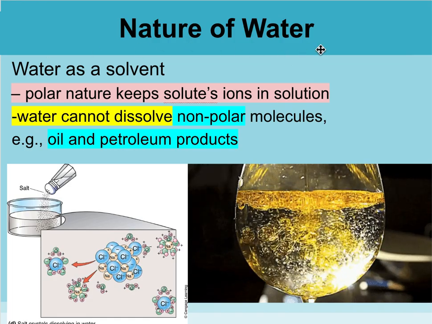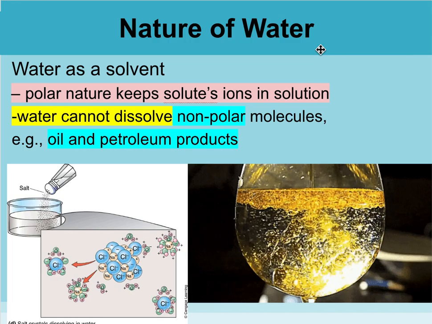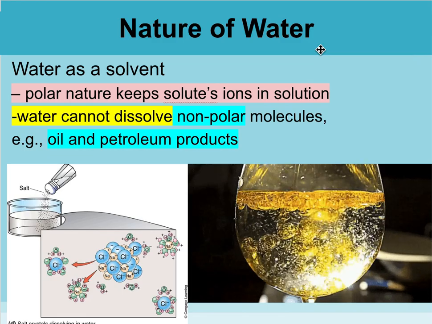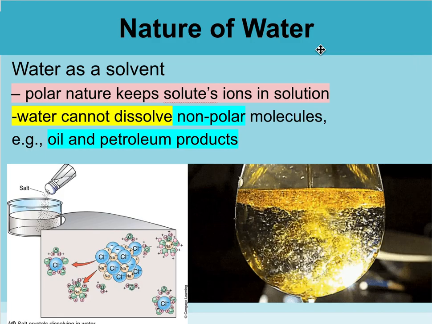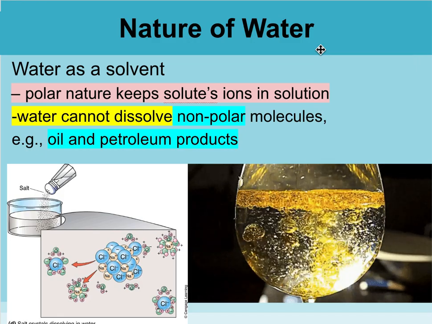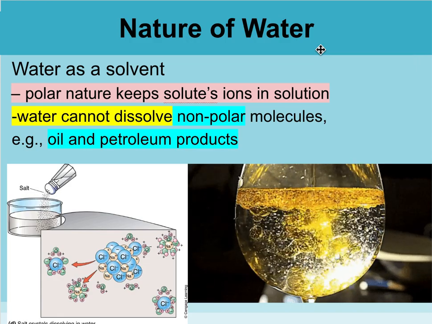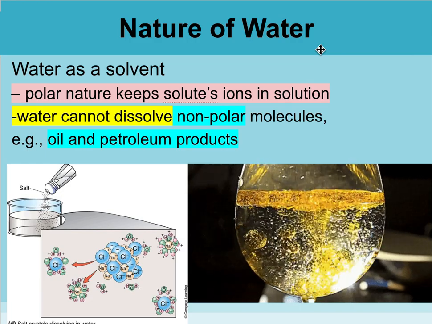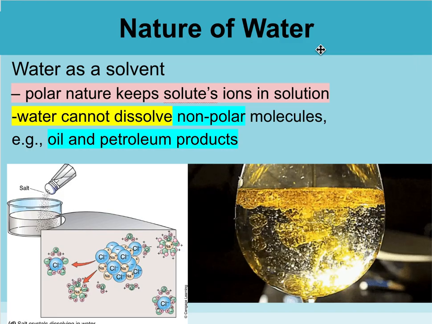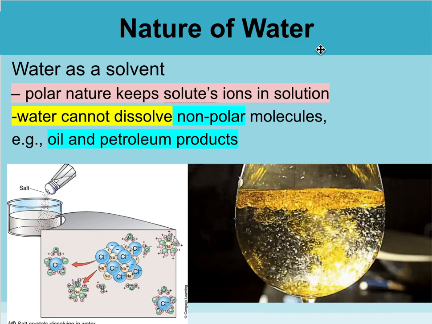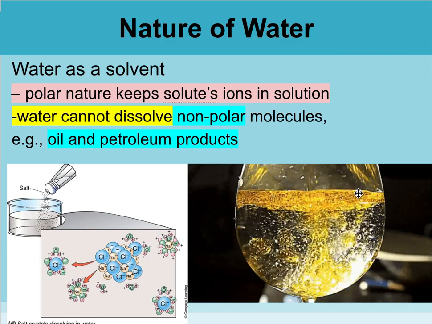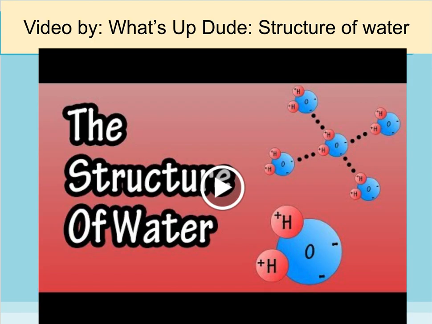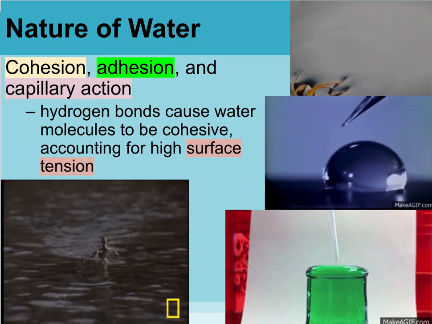So water is a solvent of a lot of different things, especially polar ions. When something else is polar, meaning it has a positive and negative charge to it, say like table salt, water will use those properties to magnetize or pull to it and separate the solute out. But that also means that nonpolar molecules like oils and fats, water will not react with those, and those will stay separate. I'm sure you've heard that oil and water don't mix, but it's because one is polar and one is not. So here's a video by What's Up Dude, the structure of water, that you can check out.